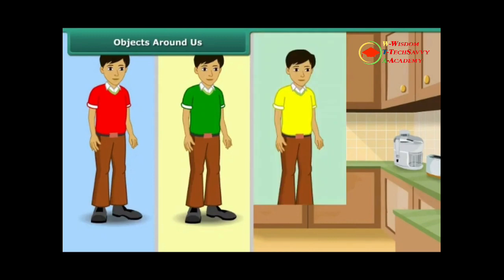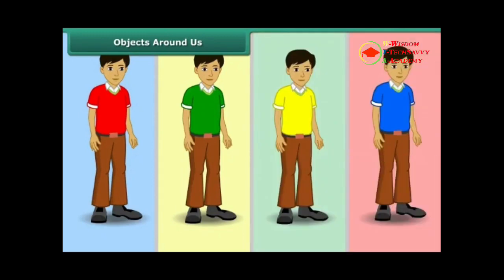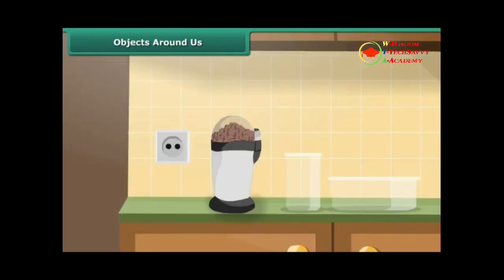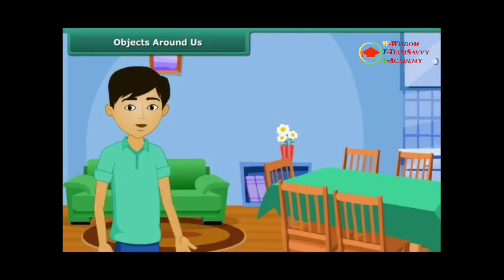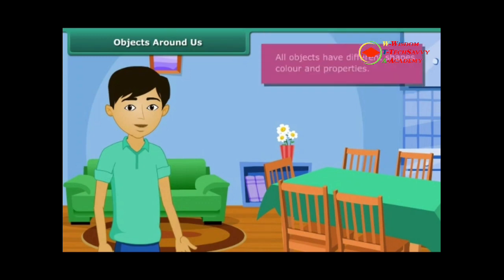Clothes that we wear are of different colors such as red, green, yellow, blue, etc. The containers we use for storage vary in shapes. They are conical, cylindrical, cuboidal, etc. The sofa sets and dining tables we use in our homes are made of wood or plastic. Based on our observation, we conclude that all objects have different shapes, color, and properties.